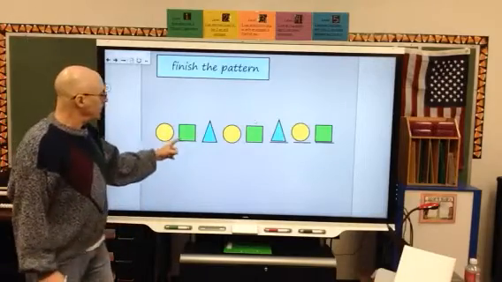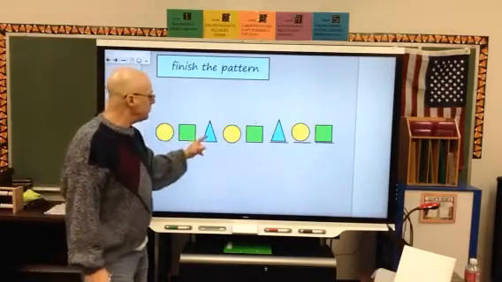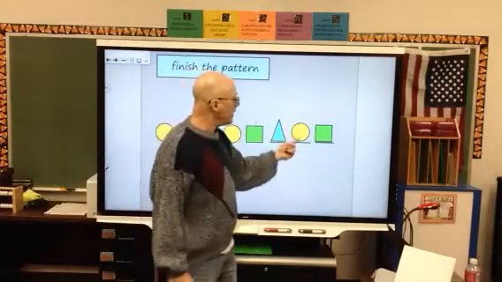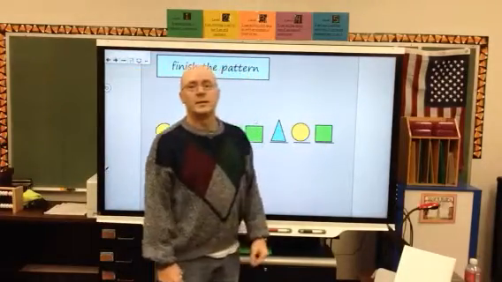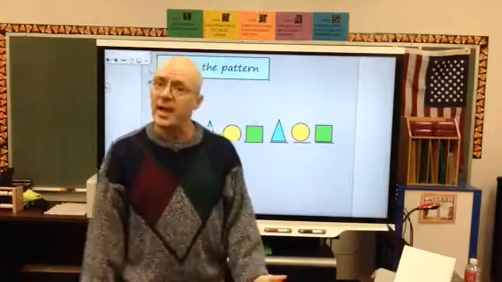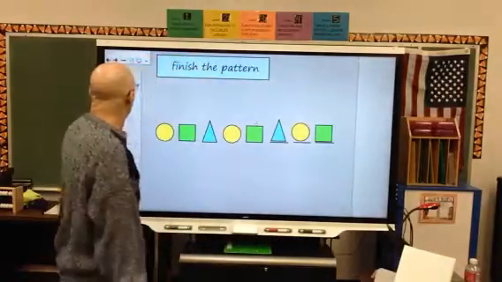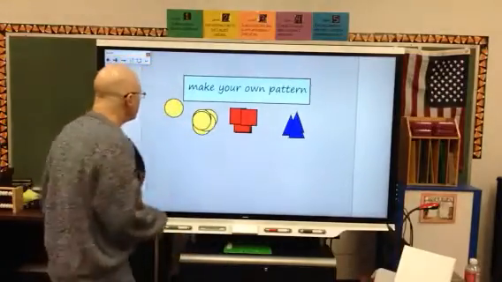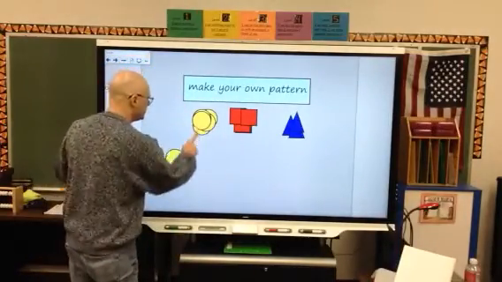Yellow circle, green square, blue triangle. Yellow circle, green square, blue triangle. Yellow circle, green square. Yeah, it was the same every time, wasn't it? Let's make one on our own. And we're going to make a tricky one, okay? Mr. B's going to put one together here.